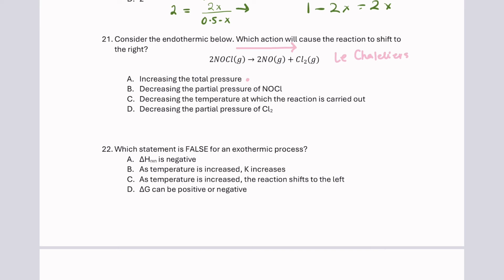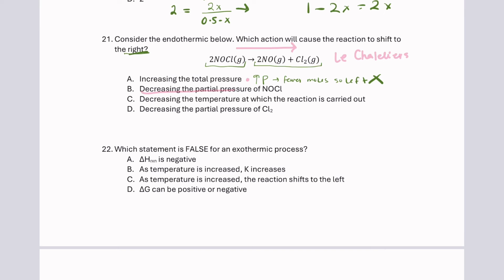A says increasing the total pressure. Now on the left side of this reaction, we have 2 moles of gas. On the right side, we have 3 moles of gas. Increasing the pressure favors the side with fewer moles of gas, which is the left side. So this would not shift the reaction to the right, it would shift it to the left, not what we're looking for.